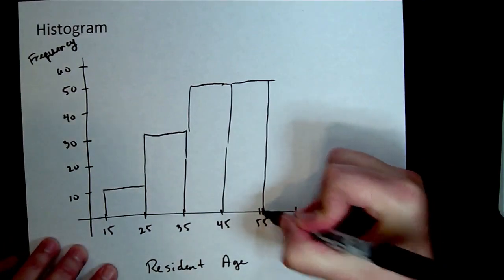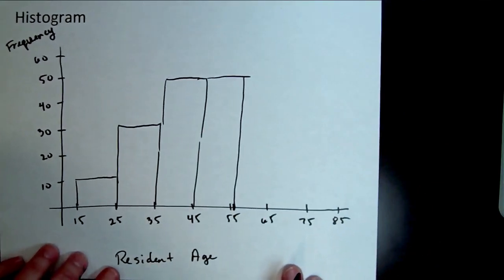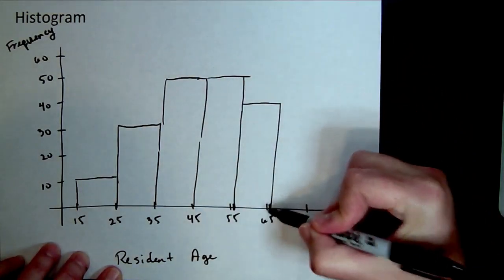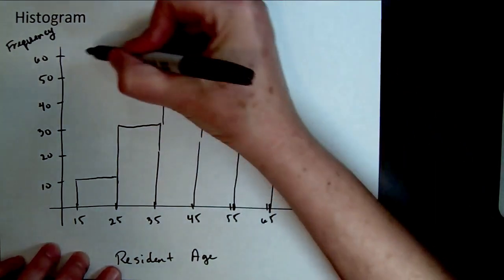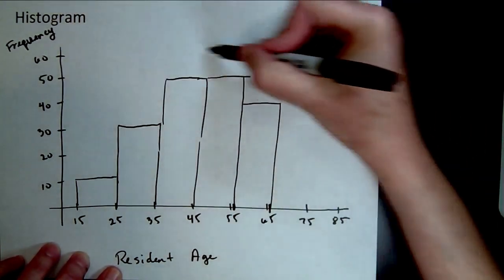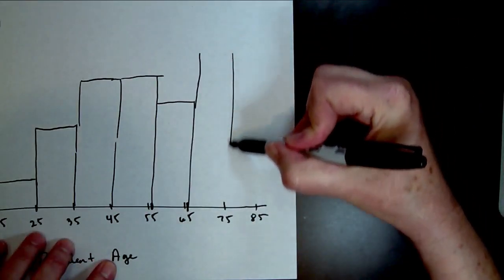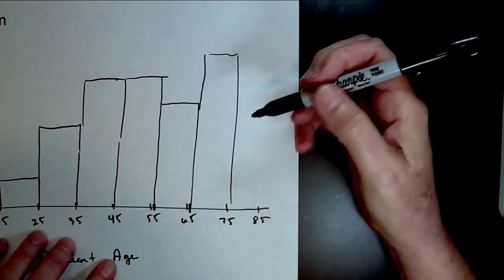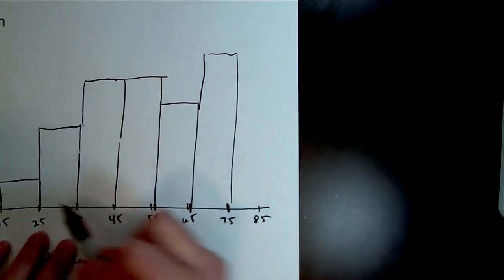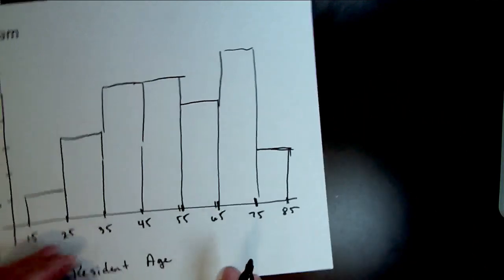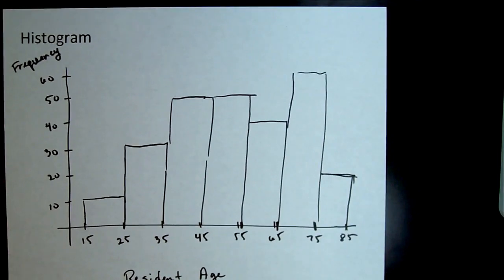For people aged 55 to 65, 40 people of that age. And people 65 to 74, there were 60 people. That's that high. And then for people ages 75 to 84, there were only 20 people. Okay, so there we go. That's the histogram for the frequency distribution of these adult residents of this village.